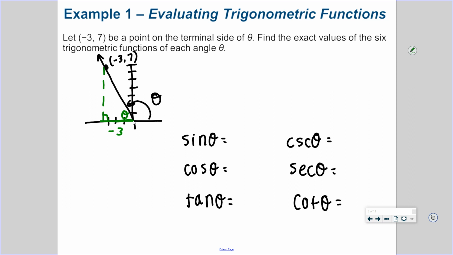-3. This is the part where students are like, what the heck? How can I have a -3 side on a right triangle, right? And that's why we can evaluate it by positioning it in standard position. This is how we can do that, okay? And then this distance would be what? 7. So this right here is what we call our R, our radius.